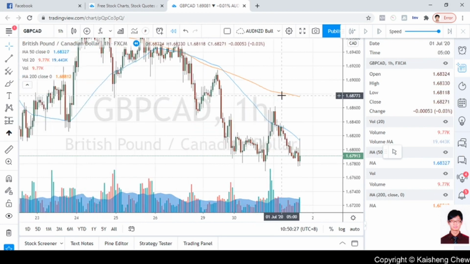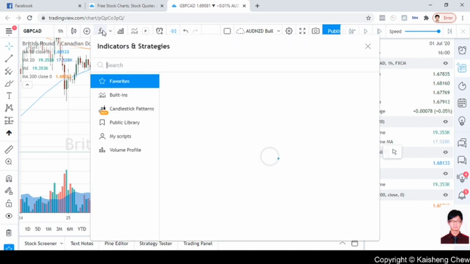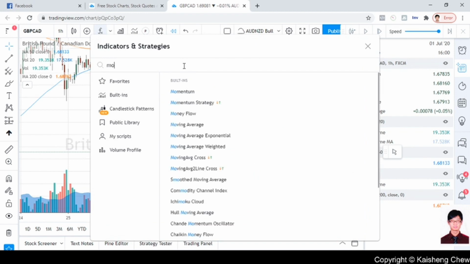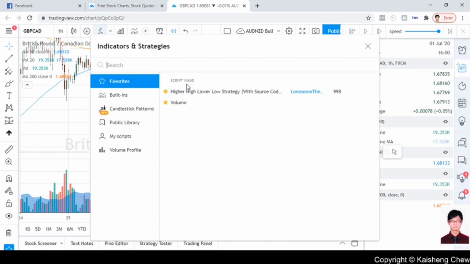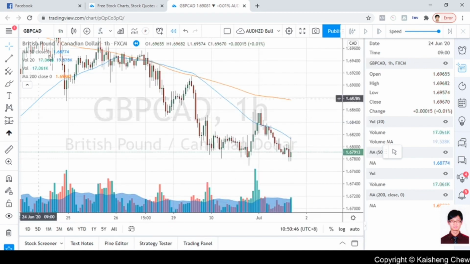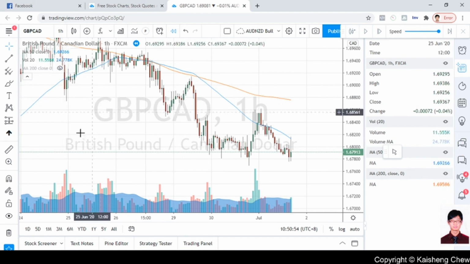Alright, so before this, I need to let you know how to set up your chart in TradingView. This is the blue color one. You can come to this button, then key in moving average. Oh, sorry, you tap volume first. Let's say you tap volume, I just close this one first, just hide it.